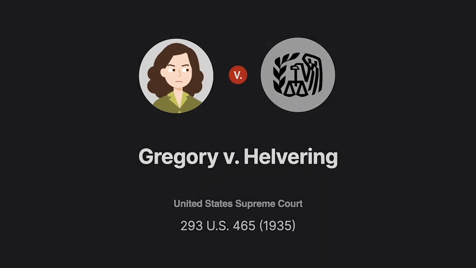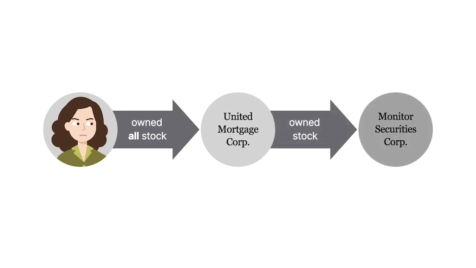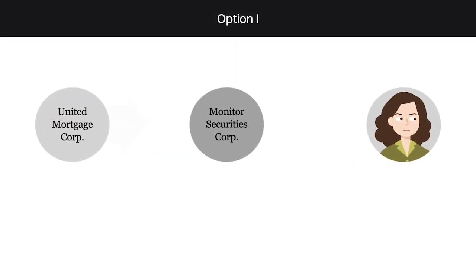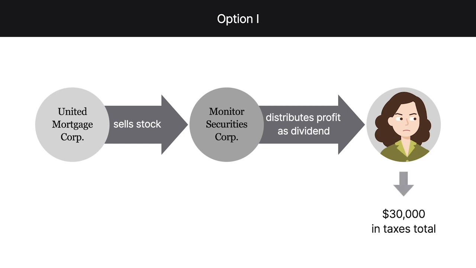Helvering. Evelyn Gregory owned all the stock in United Mortgage Corporation. United owned Monitor Securities Corporation stock, which could be sold for a large profit. If United sold the Monitor stock itself, it would pay tax on that sale and could distribute any remaining profit to Gregory as a dividend. Gregory would then pay a second round of tax at the ordinary income rate that applied to dividends. In that scenario, approximately $30,000 of the stock sale proceeds would go to taxes.